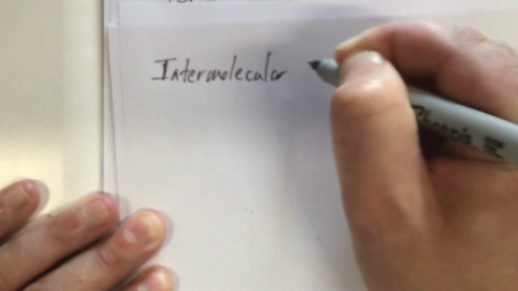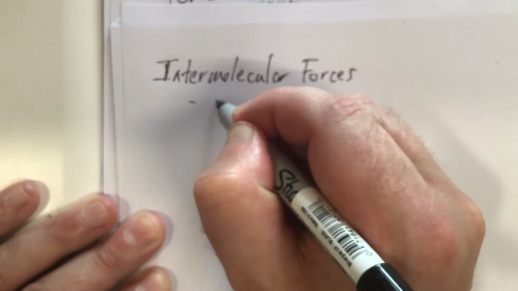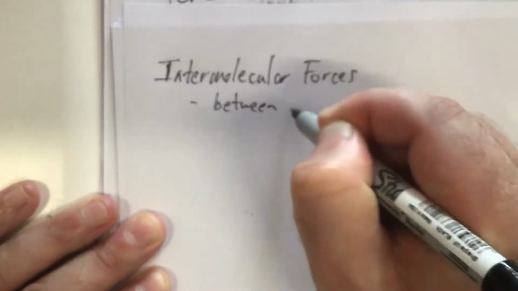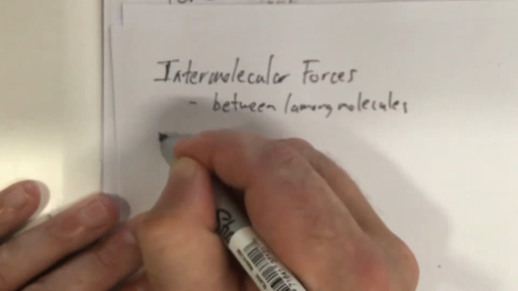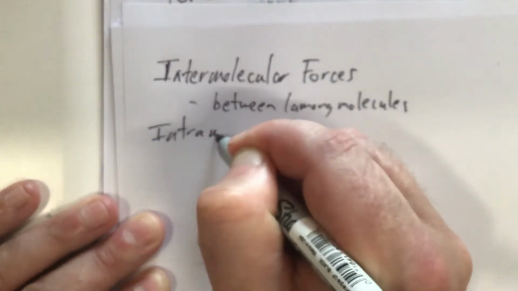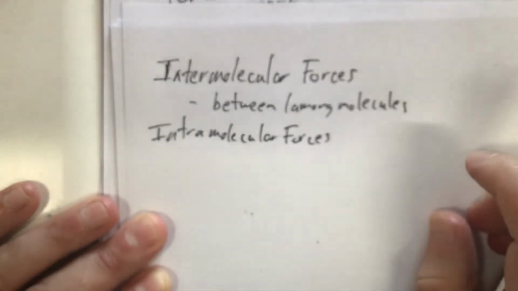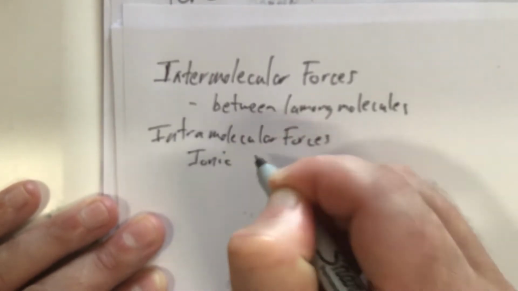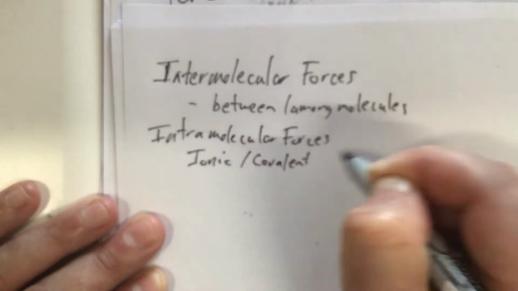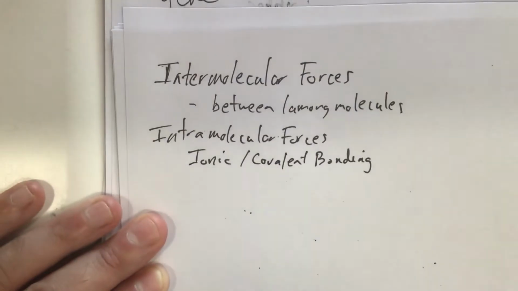intermolecular forces. These are forces that occur between or among molecules. These can be contrasted to the concept of intramolecular forces. These are things that hold molecules together, for example, things like ionic or covalent bonding. But how do we get a lot of molecules all together? Well, then we're going to need to use intermolecular forces to hold things together.